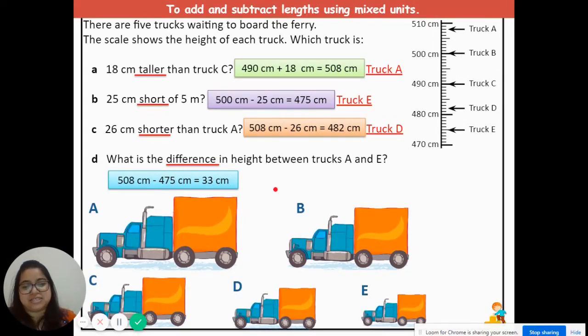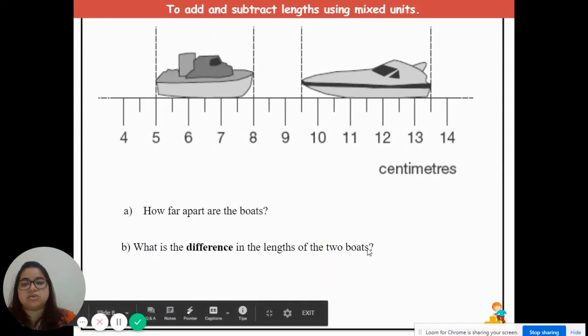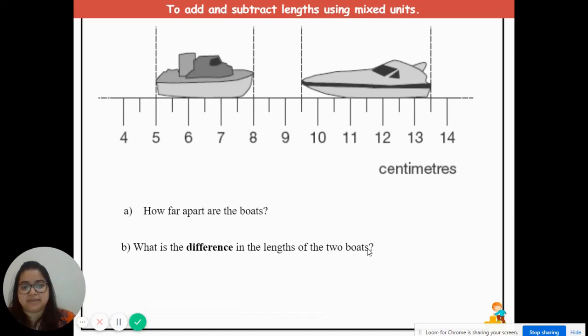Alright, let's go to the next question. Now this question is already there in your practice booklet. If you want, you can complete it over there. The first question is, how far apart are the boats? Which means we have to find out this distance. Now they have given this in centimeters. This ruler is in centimeters. Alright. So we can directly count the centimeters over here.